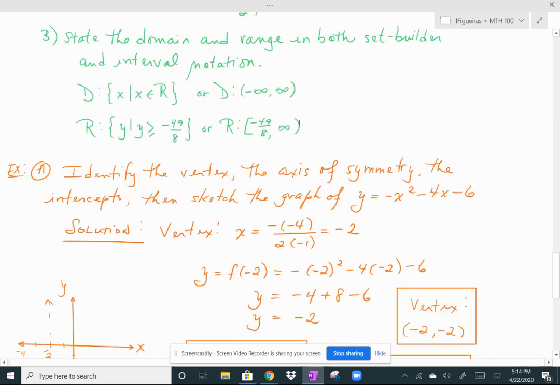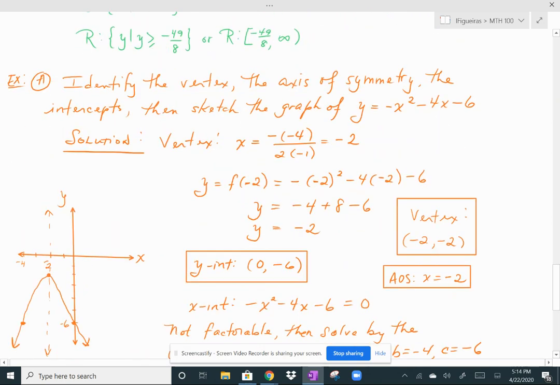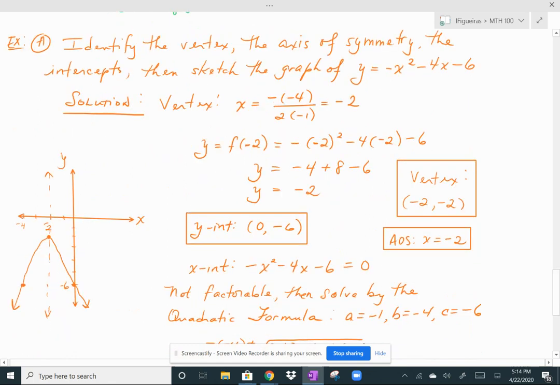All right, so let's do another one. Identify the vertex, the axis of symmetry, the intercepts, and sketch the graph for y equals negative x squared minus 4x minus 6. So here my a is negative 1, my b is negative 4, and my c is negative 6. So my a is negative. I know my graph is going to be an upside down U.